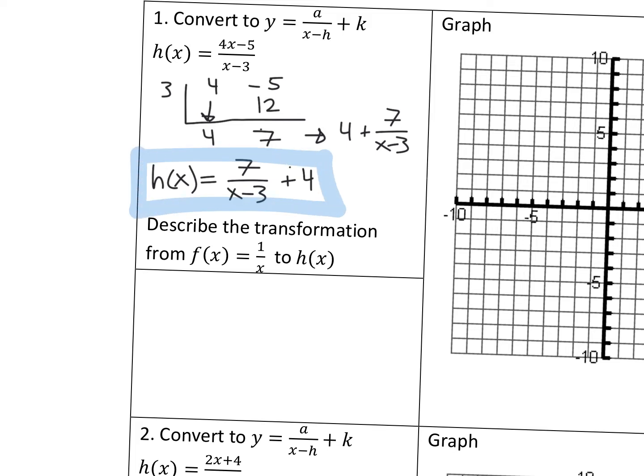We're looking at a stretch, a vertical stretch of 7. We have an x minus 3. That tells us the location of our vertical asymptote. And then the plus 4 is telling us the location of our horizontal asymptote. So the idea is that we went to the right 3 and we went up 4.